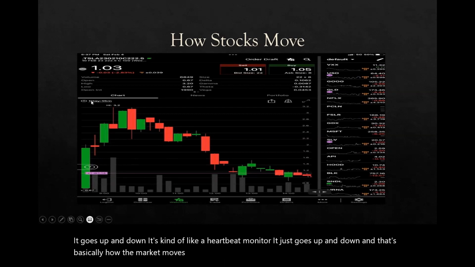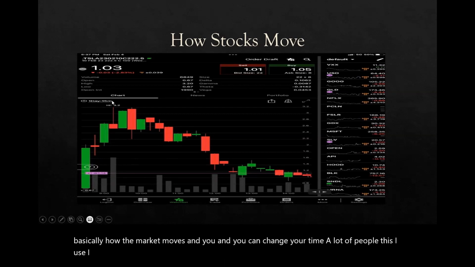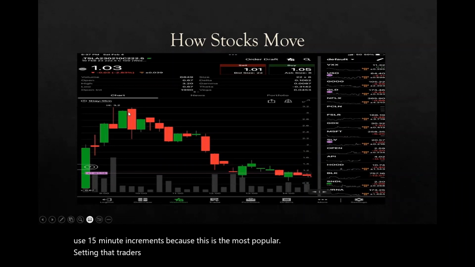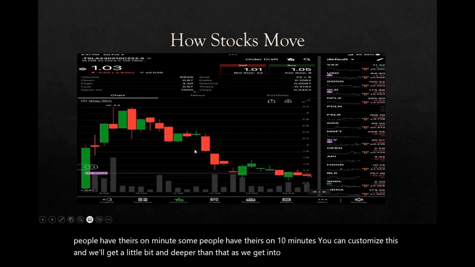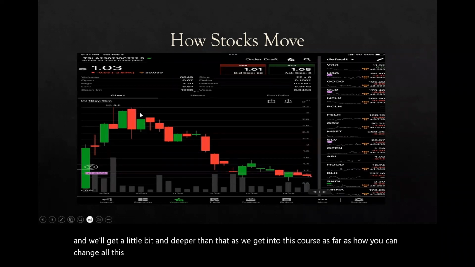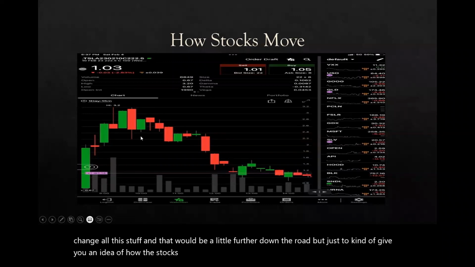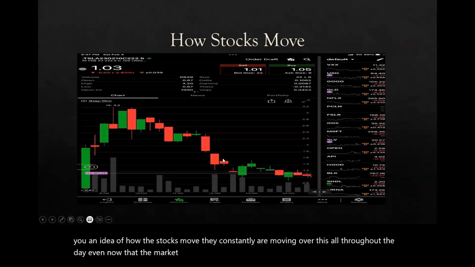And you can change your time. I use 15-minute increments because this is the most popular setting that traders use. 15 minutes is a good indication of where the market is going. Some people have theirs on a minute. Some people have theirs on 10 minutes. You can customize this, and we'll get a little bit deeper into that as we get into this course, as far as how you can change all this stuff, and that'll be a little further down the road. But just to give you an idea of how stocks move, they are constantly moving all throughout the day. Even now that the market is closed, the stocks are still moving up and down, okay?